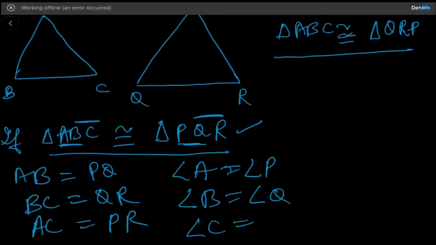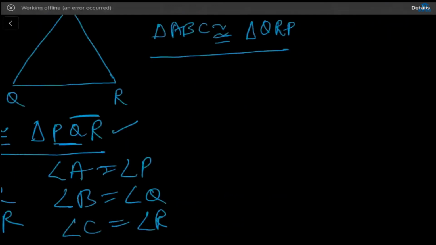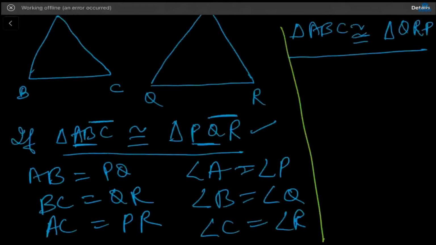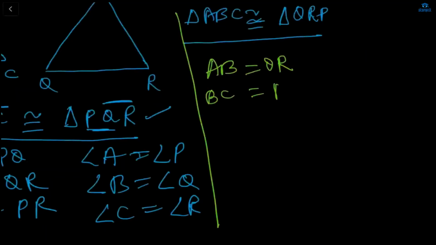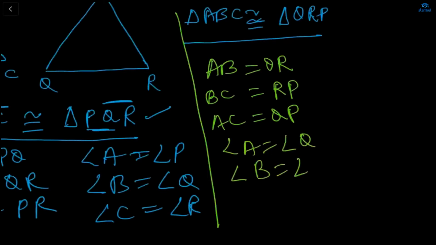Now let's see what we can write here. When these two triangles are congruent, what are we going to write? If the triangles are congruent in this other order, that means AB is equal to QR, not PQ. So they are different things. AB is equal to QR, BC is equal to RP, and AC is equal to QP. And angle A is equal to angle Q, angle B is equal to angle R, angle C is equal to angle P. So both are different things.